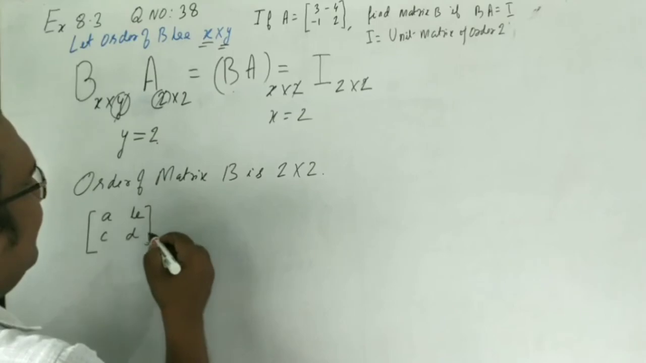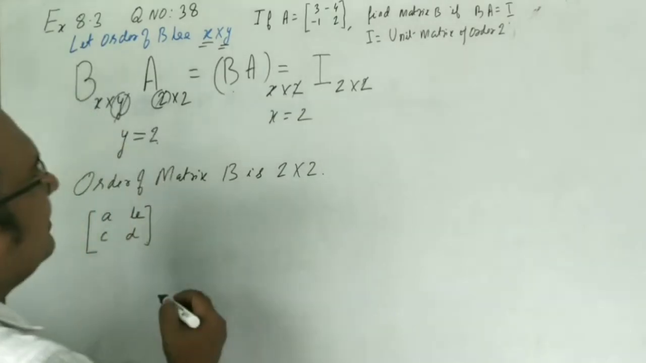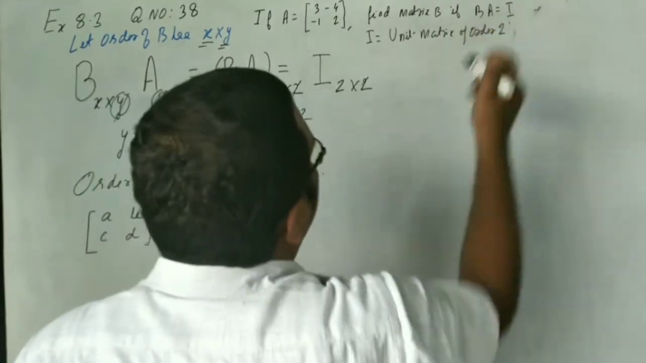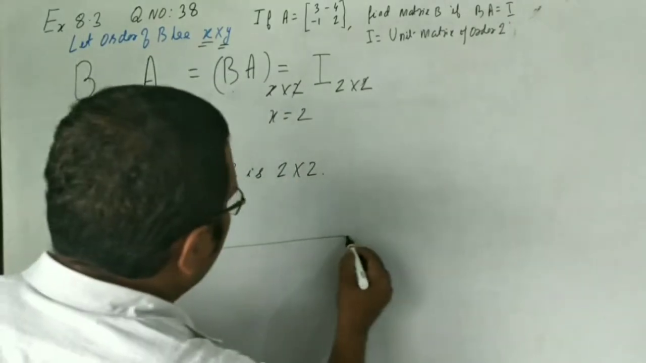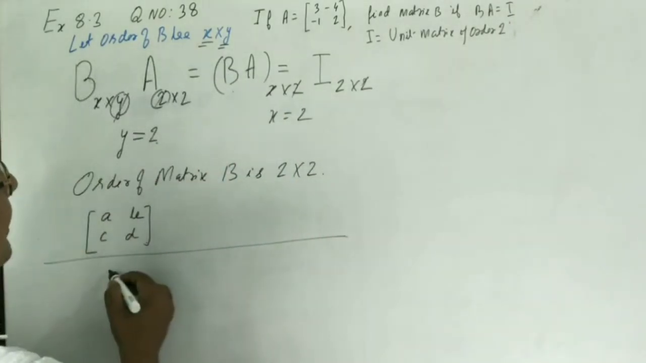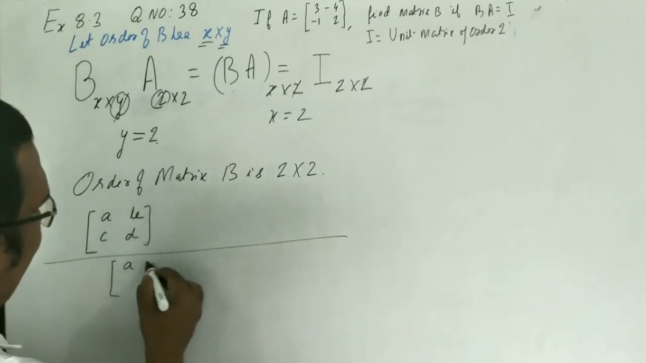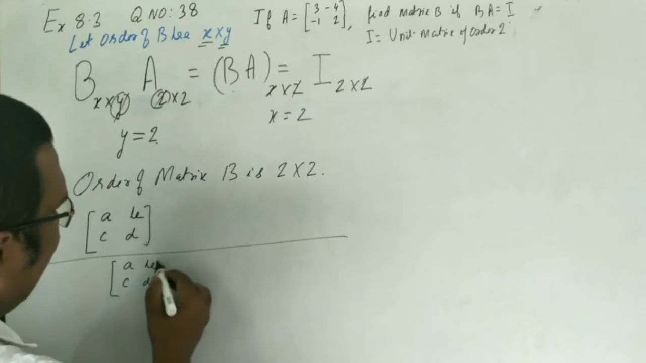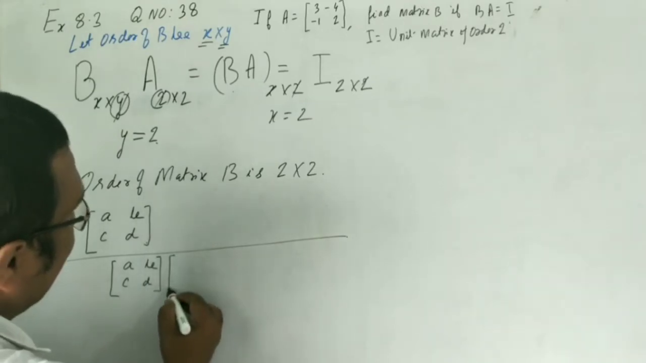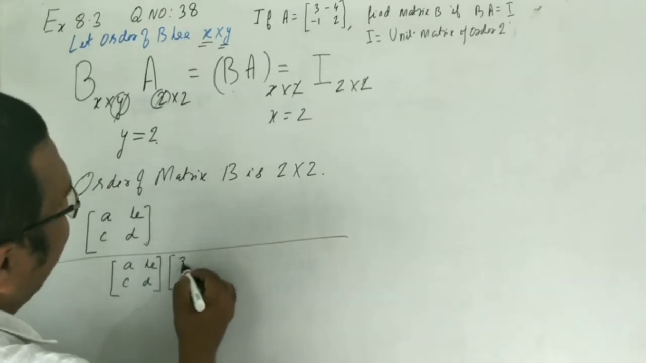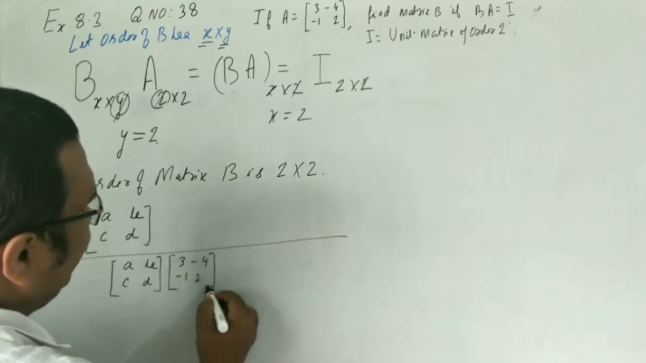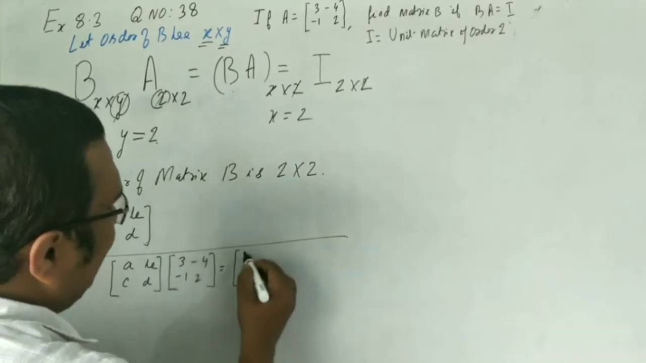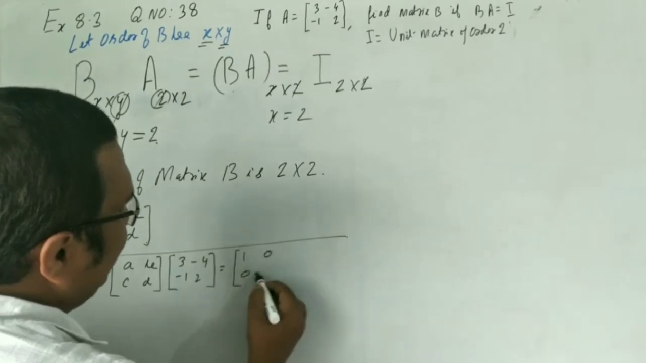Now, to solve this, we'll go back to BA is equal to I. That is B, which is a, b, c and d, times A, which is 3, minus 4, minus 1 and 2. And this is 1, 0, 0 and 1.